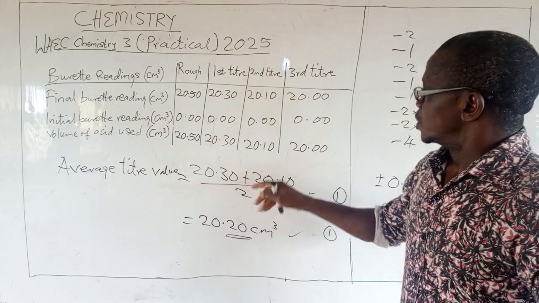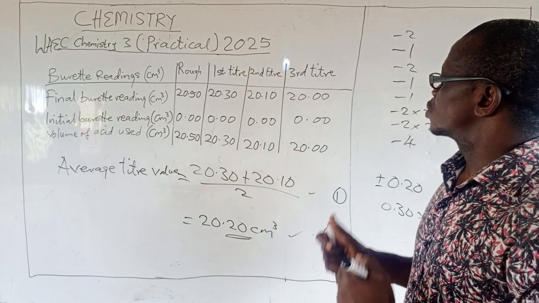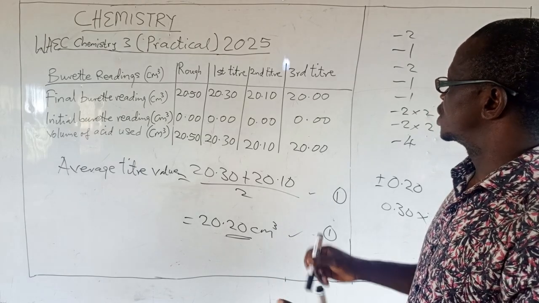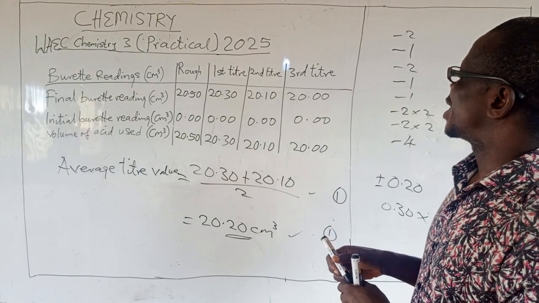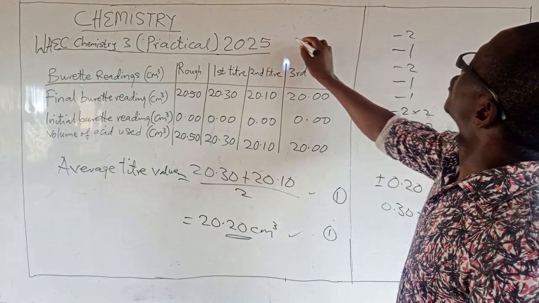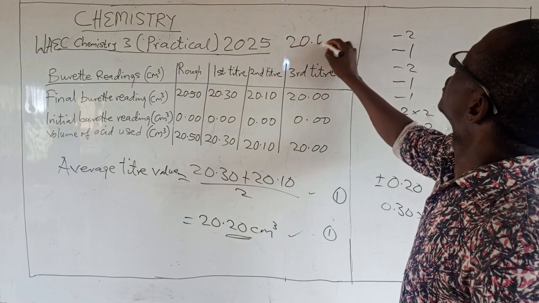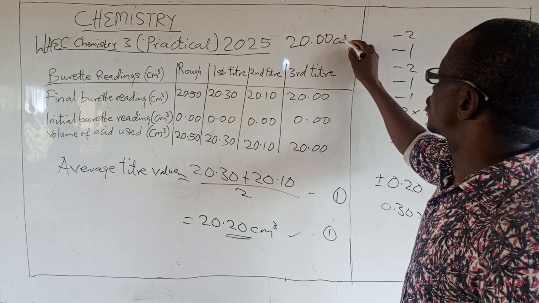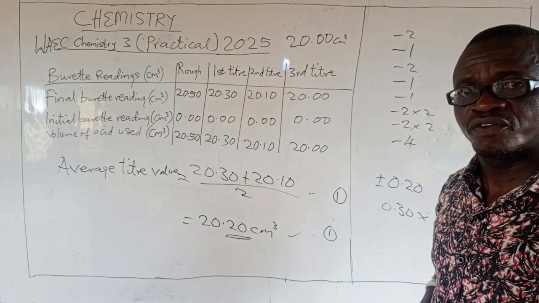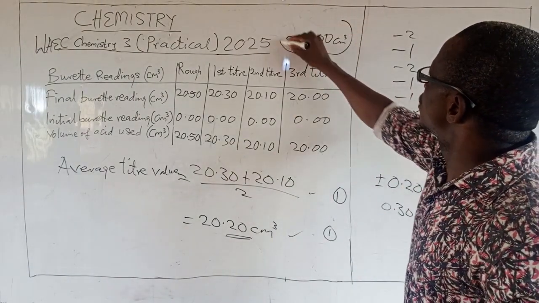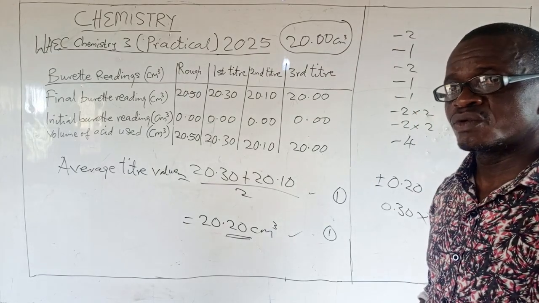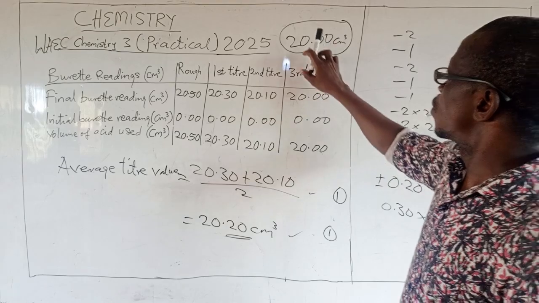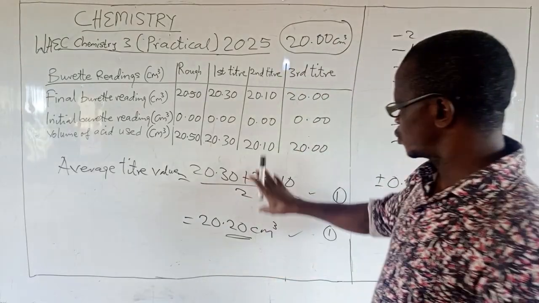Now, let me just assume the titre value of your teacher is 20.0 cm3. If that is the titre value of your teacher, that's what they will use in marking you. The examiner, the person that will be marking your script, will use that value from your teacher to mark you.